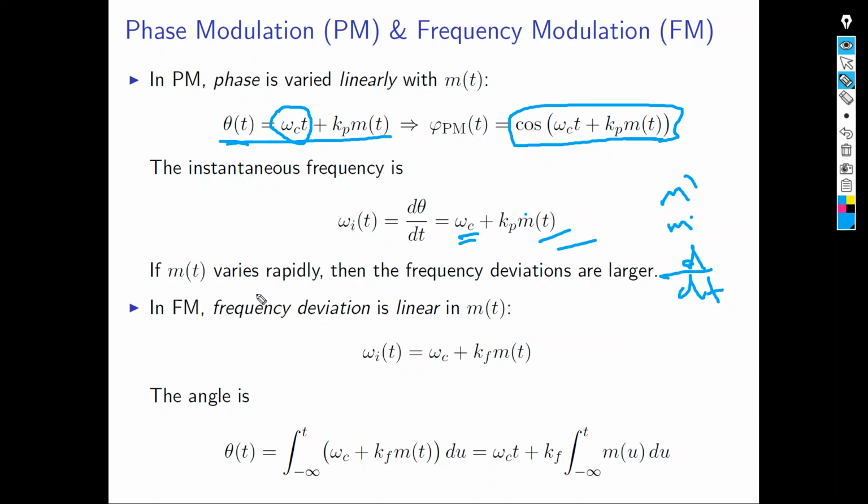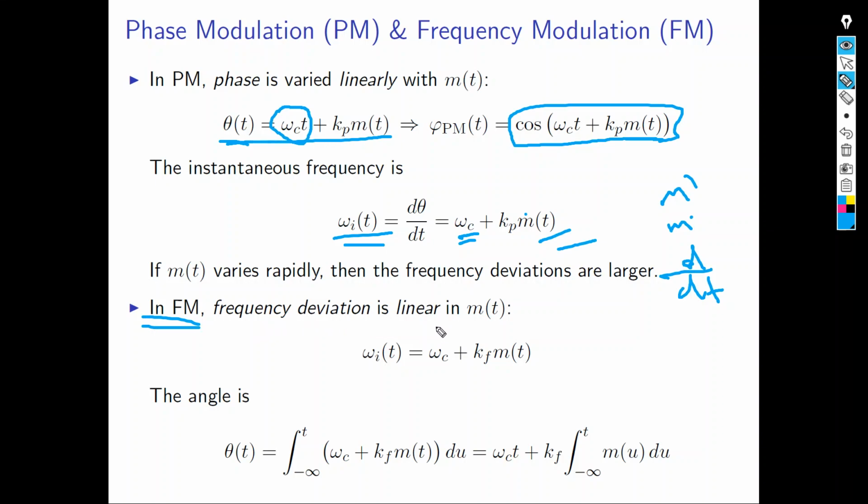Now, if m of t varies rapidly, then the frequency deviations are larger. The more the signal varies, the more changes in the phase you will end up getting, and this will affect the instantaneous frequency of the signal. Now remember with me, this is for phase modulation, the first type of angle modulation. Now what about frequency modulation?